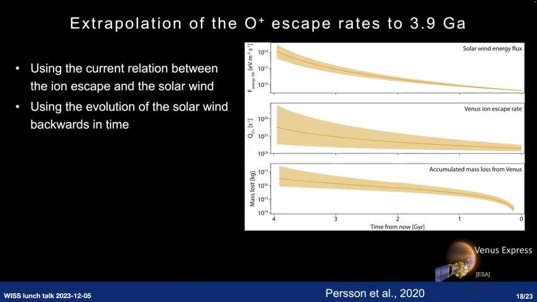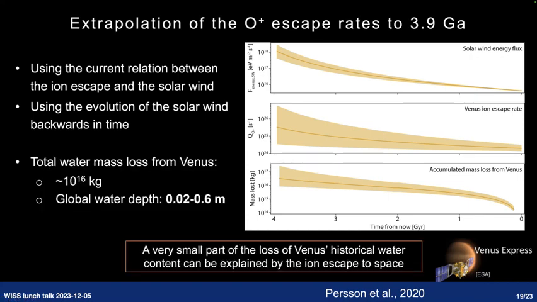This is a very simplified way of looking at it, but you can get an idea of how important this way of evolving the planet is. And so you have here current time to the right in this plot, and then you move backwards in time to the left. And then you can see the evolution of different parameters of the solar wind. And you can see how the ion escape increases with time. And then you can see that we have more and more accumulated mass loss. Assuming that all of this mass loss is water, you can get some numbers. And then you can crunch these numbers a bit to understand what it means.